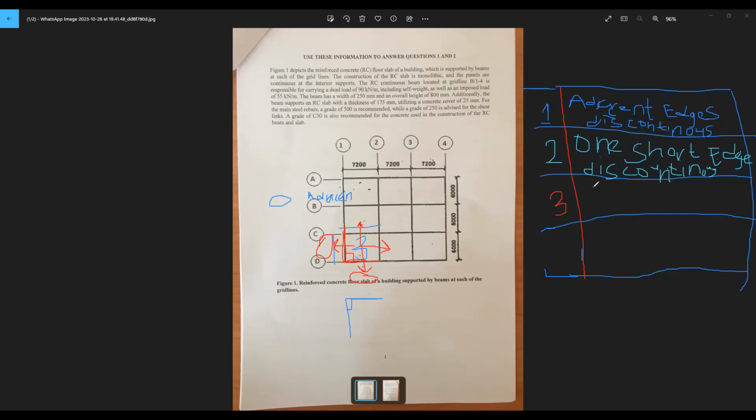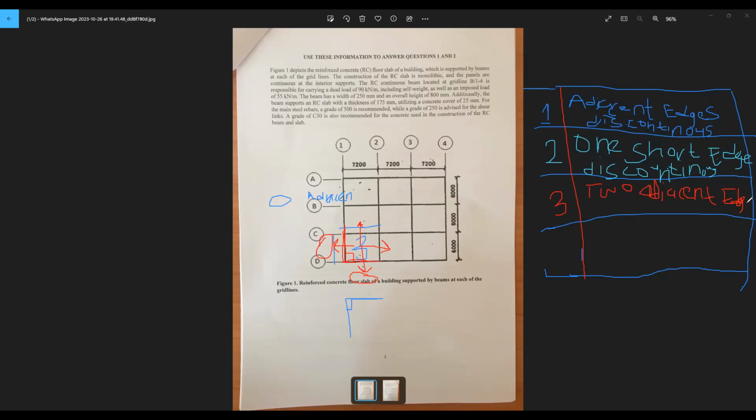So our panel 3 is two adjacent edges discontinuous. So here we write two adjacent edges to be discontinuous. Yes.